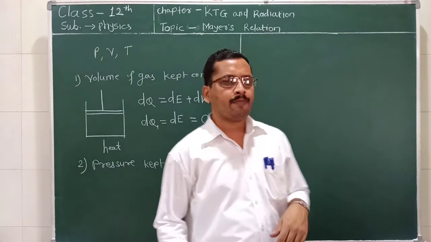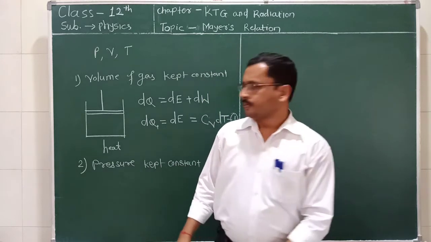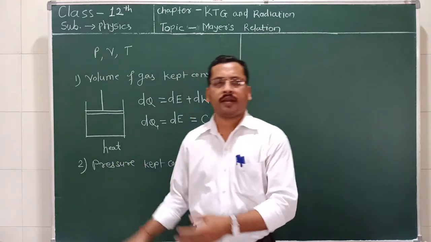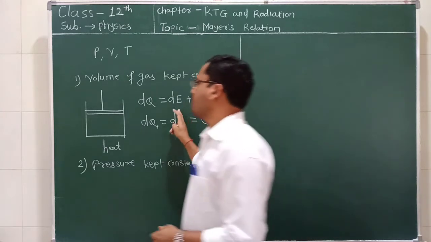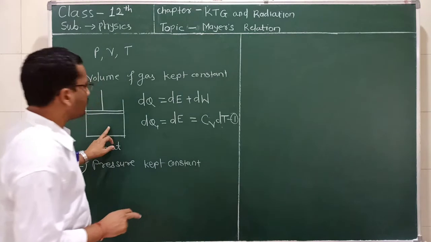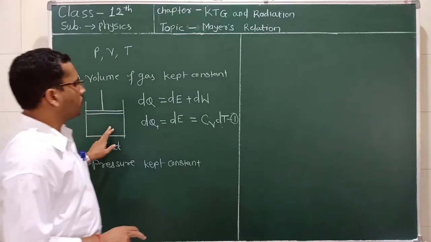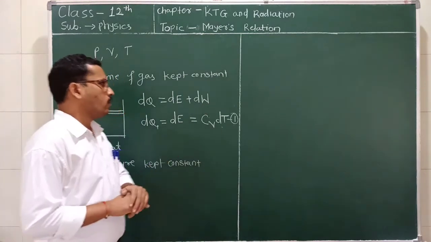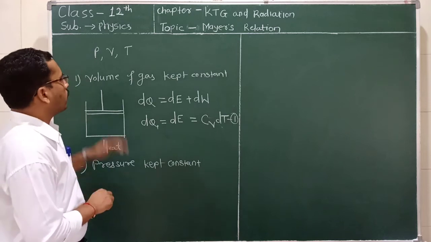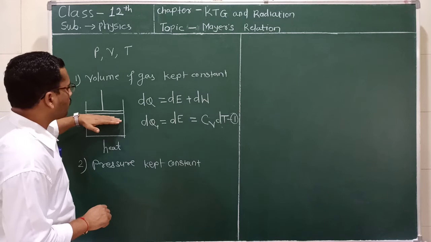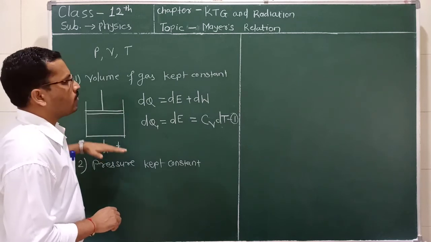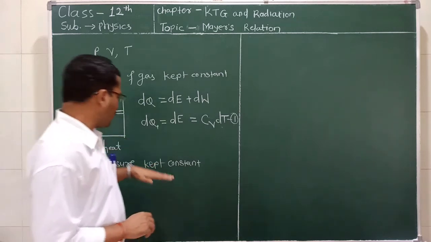Now, if the pressure is kept constant, the amount of heat supplied to such a system is used in two ways: to increase the internal energy, that is, to increase the kinetic energy of the molecules, and to do some work. Because here the volume is not kept constant, the piston can move upward or downward, so there must be some work done.